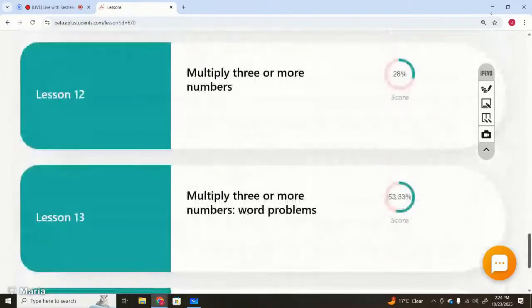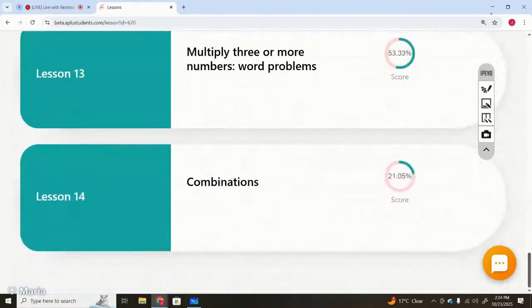Multiply 3 or more numbers word problems. You have to do on your own. Let's just start with the lesson that is combinations.